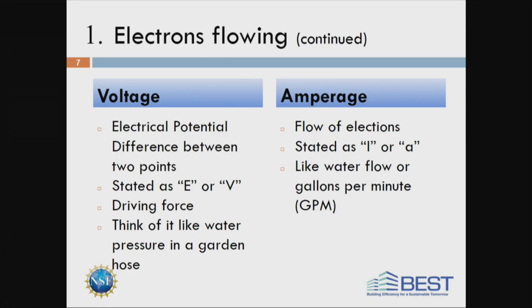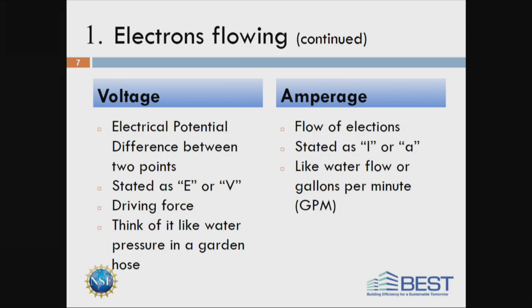So electrons flowing, voltage, it's electrical potential. The greater the voltage, the stronger the pushing power for those electrons. It's kind of like the pressure in a garden hose. The higher the pressure in a garden hose, the faster that water is going to move, right?